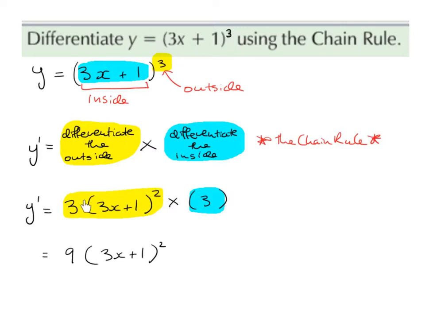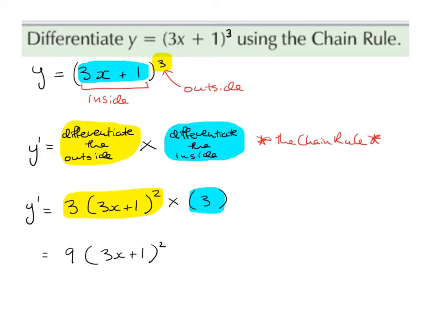But we keep what's already on the inside. So we brought the 3 down in front, we kept what was inside the brackets, and we reduced the power by 1. Then we differentiate the inside. Differentiating 3x plus 1, we just get 3. And then we multiply: 3 multiplied by 3 is 9. So we get 9 times (3x plus 1) squared, which is the same answer as before.